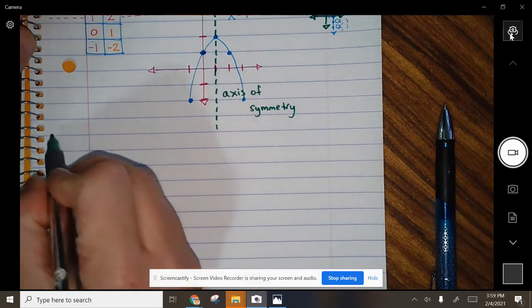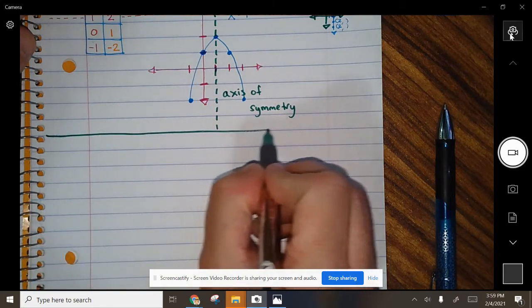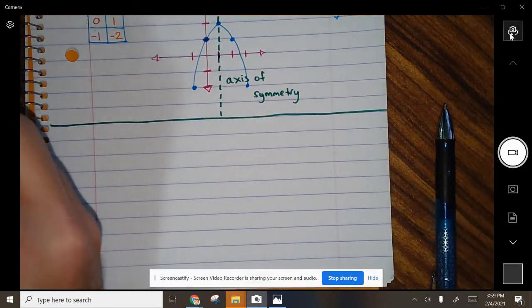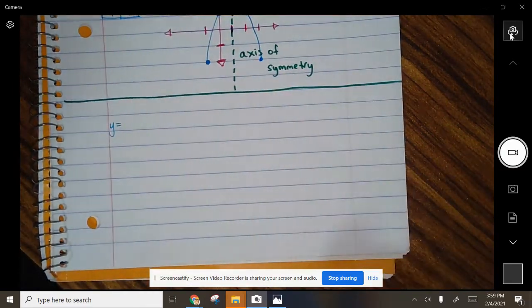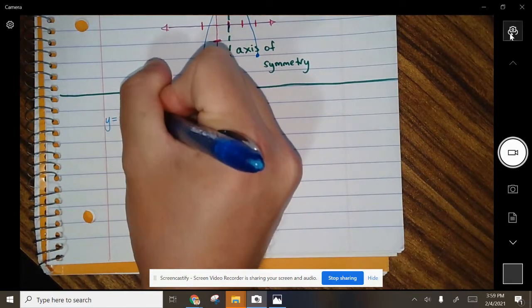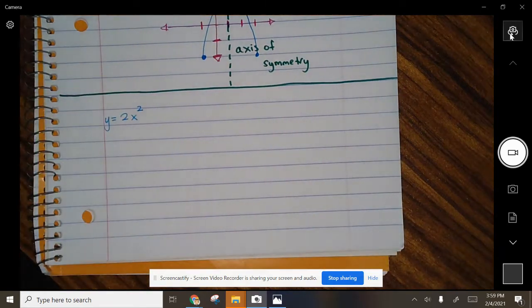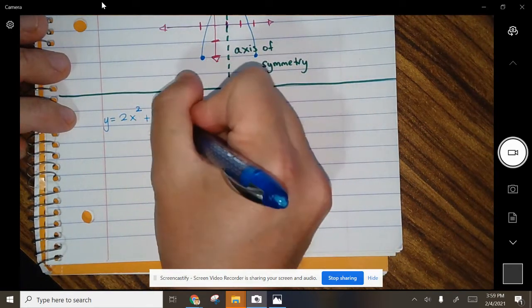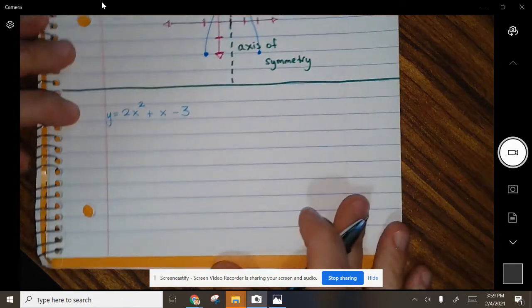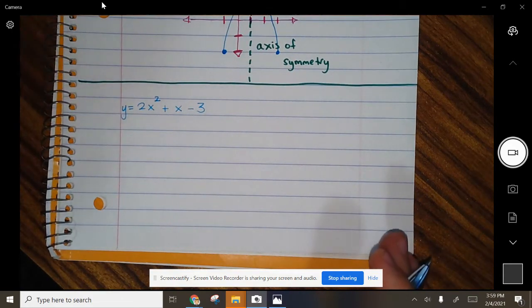Okay. Let's do another one. All right, let me give you one more. We'll have a short, nice little Friday. I don't want to give you too much. 2x squared, let me write out a good one here. Plus x minus 3. All right, find the vertex first.